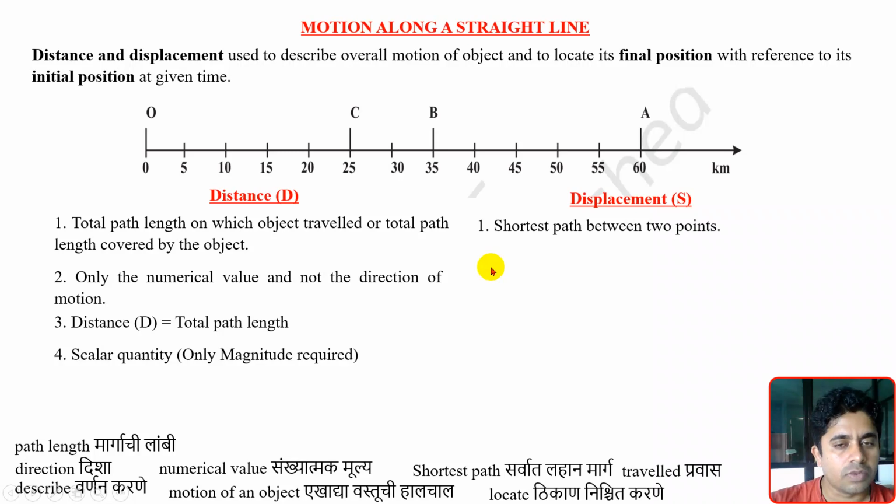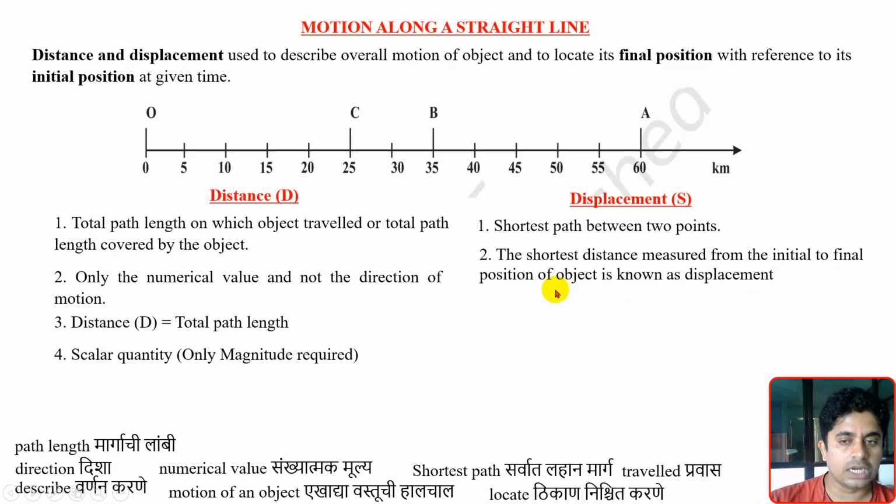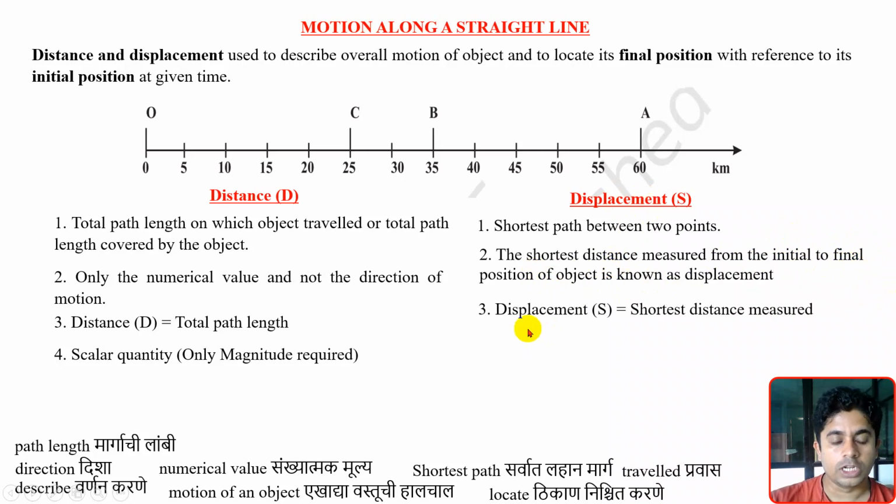But if I consider the same thing for displacement, we are bothered about which path the object has chosen to travel, and that path has to be the shortest path. That distance has to be the shortest distance. The shortest path between the two points we call displacement. The shortest distance measured from the initial to the final position of the object is known as displacement. So displacement is nothing but the shortest distance measured between the initial position and the final position.